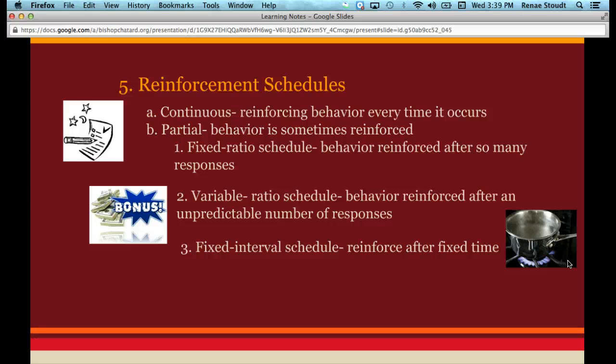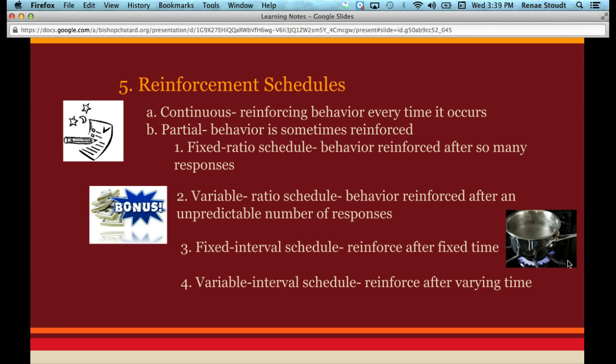Is it boiling yet? No. Okay, come back a couple minutes later. No, it's not boiling yet. Okay, keep coming back. But you're not going to be reinforced. In other words, the water's not going to boil based on how many times you're checking it. It's based on the amount of time it takes for the water to boil. It's only going to boil in a certain amount of time. That's a fixed interval schedule.